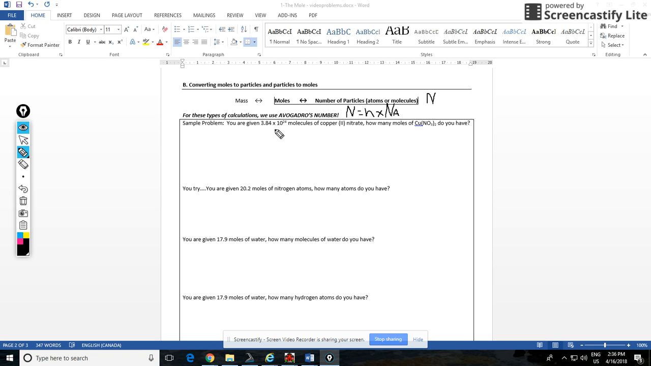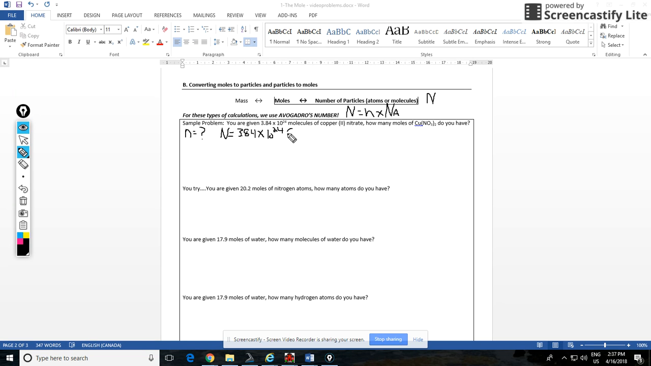Let's do a few sample problems together. You're given 3.84 times 10 to the power of 24 molecules of copper 2 nitrate. How many moles of copper 2 nitrate do you have? So in this case, you're asked to find little n. In this question, you're given big N, the number of molecules of copper 2 nitrate. Big N is 3.84 times 10 to the power of 24.